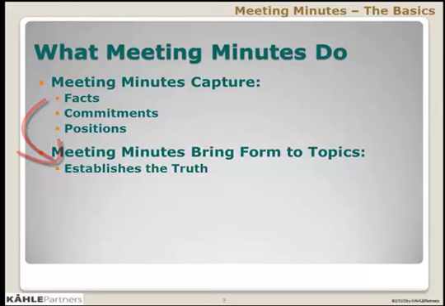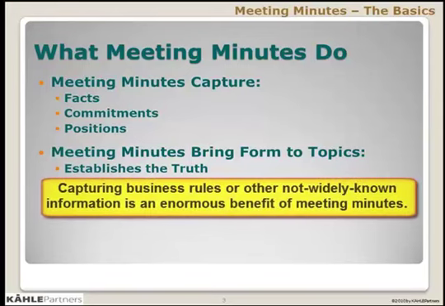This is particularly helpful when dealing with complex or sensitive topics, such as when a key understanding of a process step or business rule or a timing dependency comes up in a meeting. These events tend to surface rather quickly and then submerge, never to be seen again, and that's why you want to capture them in meeting minutes.